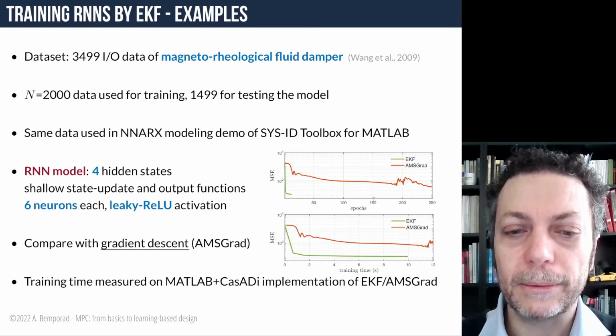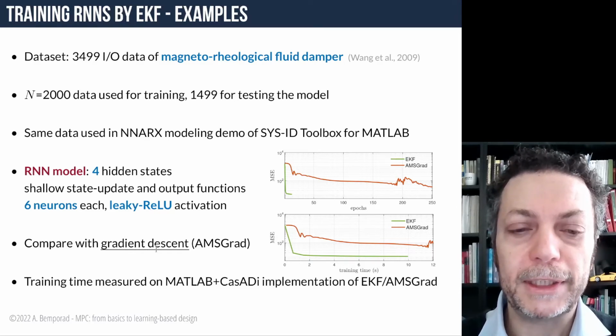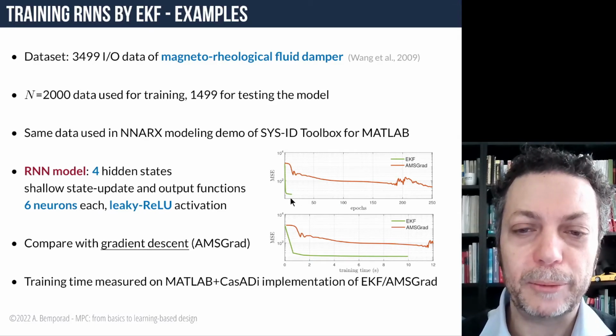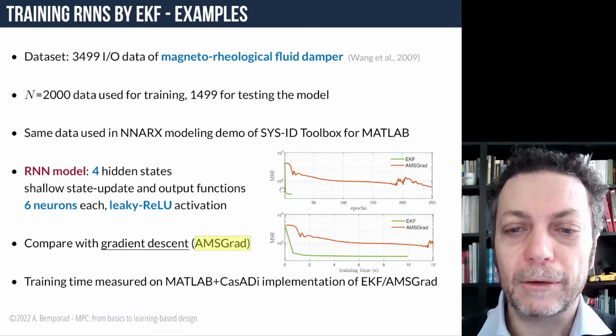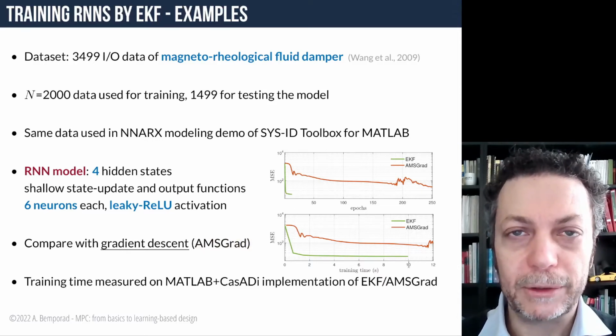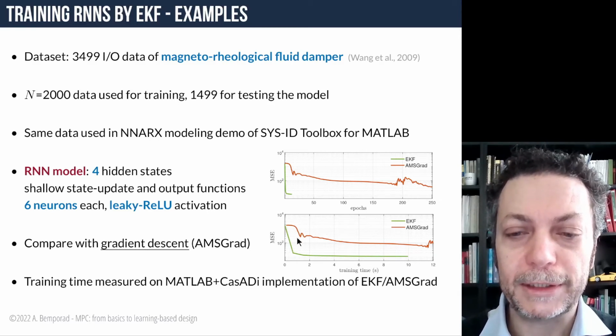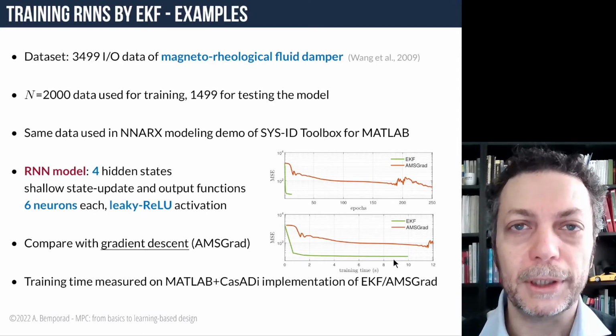And I've compared this to a standard gradient descent method, AMSGRAD, applied on the same data set. As you can see, the convergence is a lot faster in terms of epochs. And of course, each epoch in the extended Kalman filtering approach needs to run more complex operations than gradient descent. On the other hand, if you look at training time, so if you look at the flops you make, then still the extended Kalman filtering approach is faster in getting quickly a good model.